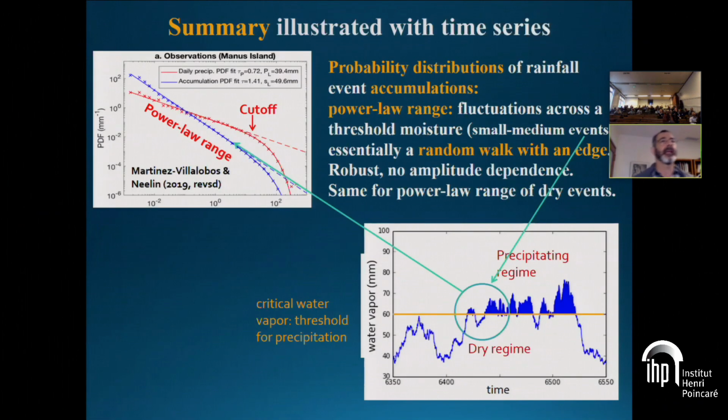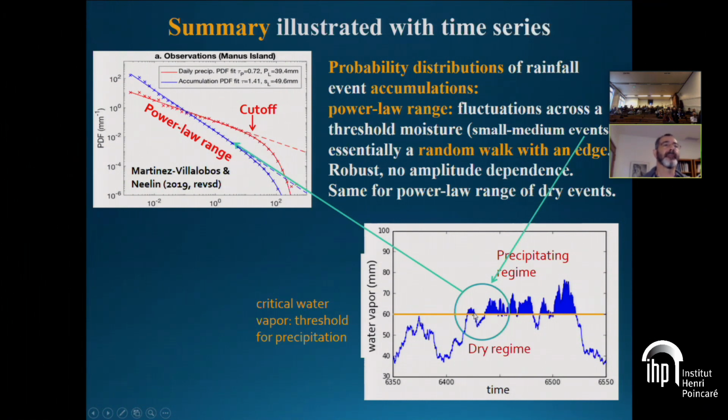Okay, so let's summarize graphically some of the dynamics that's going into this. First of all, for this probability distribution of precipitation, the power law range in the accumulations is coming simply from, as your dynamics is changing your water vapor, you reach a threshold where you begin to precipitate, schematized by these filled in blue areas here in this time series of the water vapor.